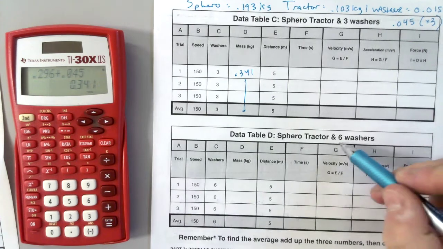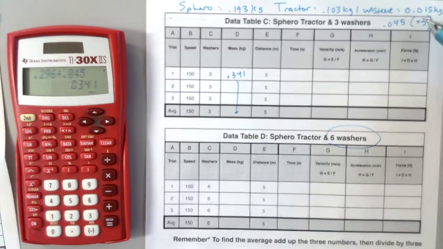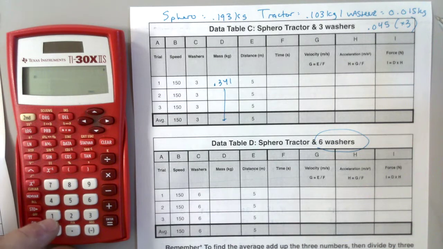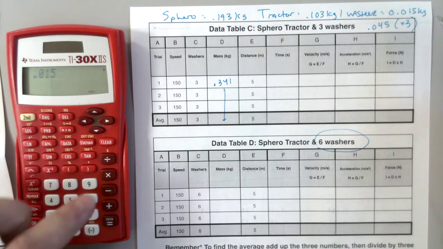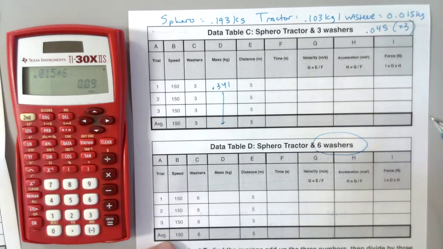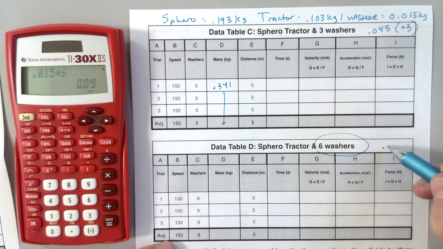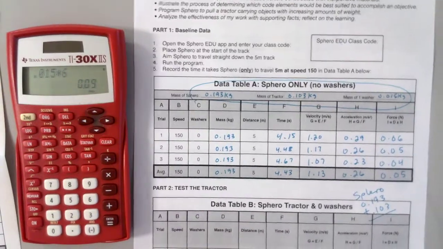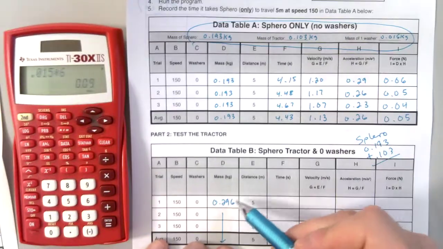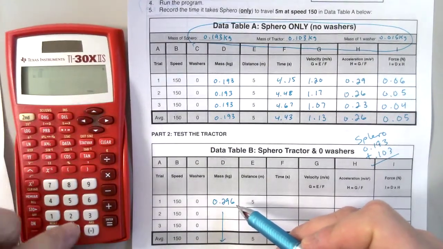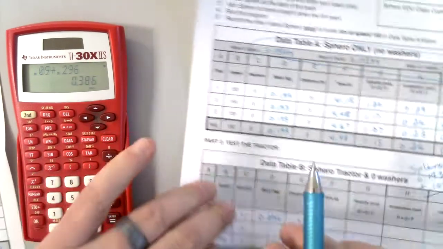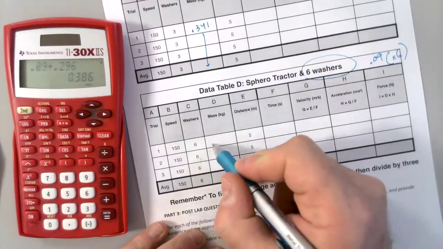Now this is 6 washers. 0.015 times 6 equals 0.09, so that would be 0.09 for 6 washers. I would add this to the mass of the Sphero and the tractor. So 0.09 plus 0.296 equals 0.386.